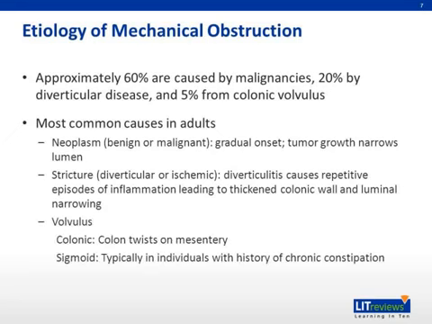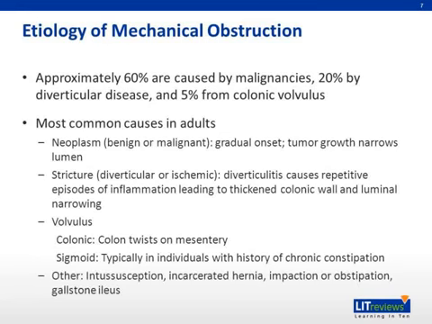Volvuli leading to large bowel obstruction can be either colonic, sigmoid, or cecal. A colonic volvulus results when the colon twists on its mesentery, which impairs the venous drainage and arterial inflow. Symptoms of this condition are usually abrupt. A sigmoid volvulus typically occurs in older, debilitated individuals with a history of chronic constipation or those living in an institutionalized setting. Other causes include intussusception, which is primarily a pediatric disease, incarcerated hernia, impaction or obstipation, and gallstone ileus.